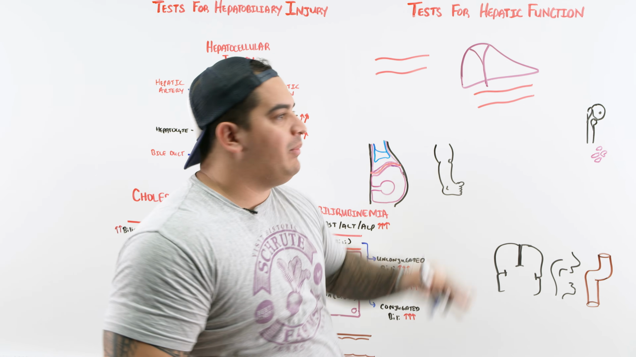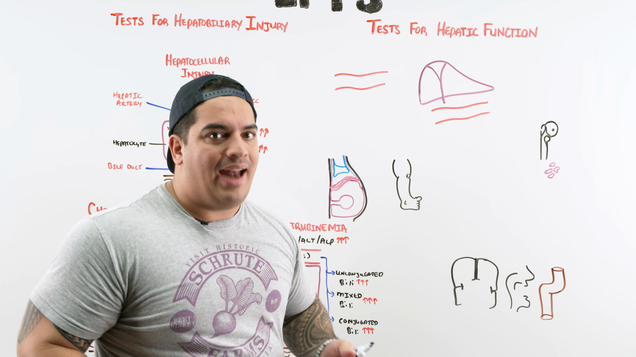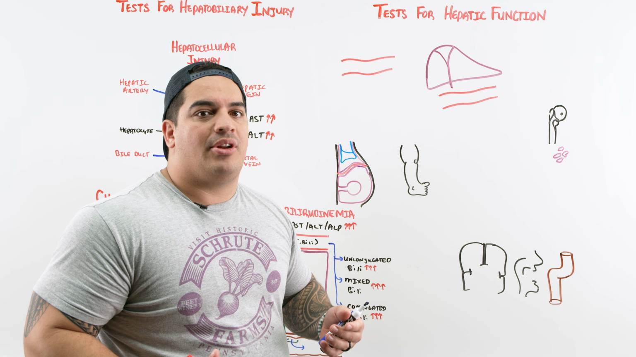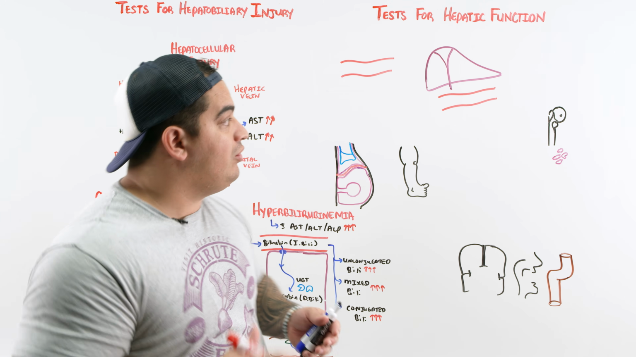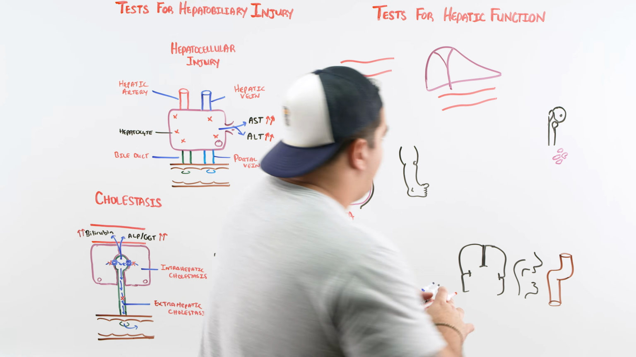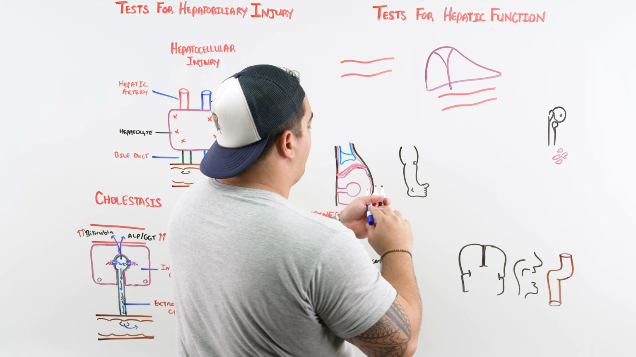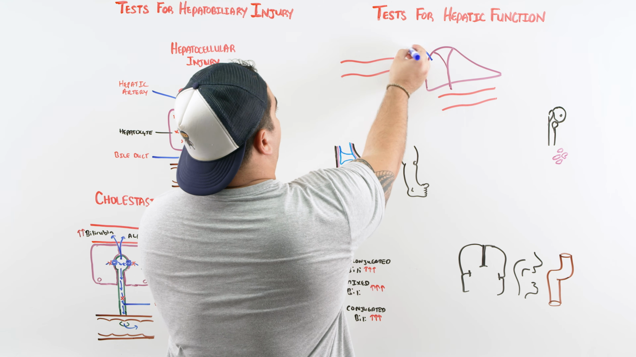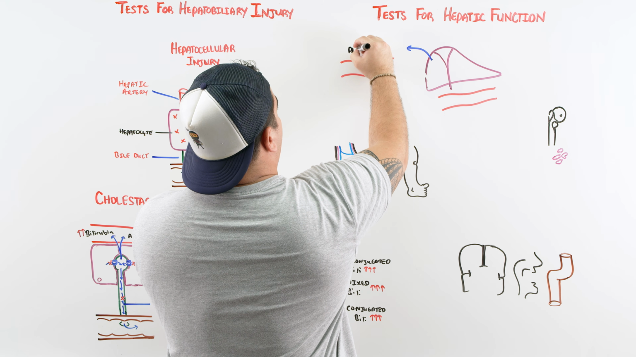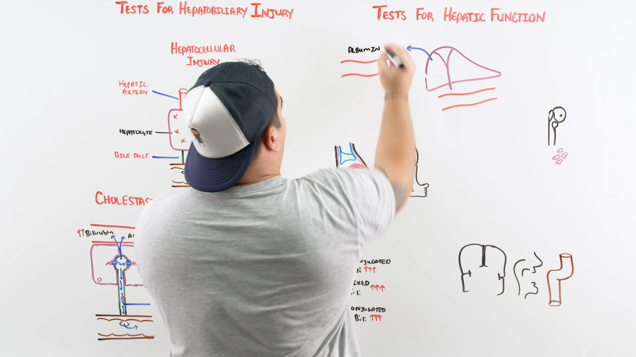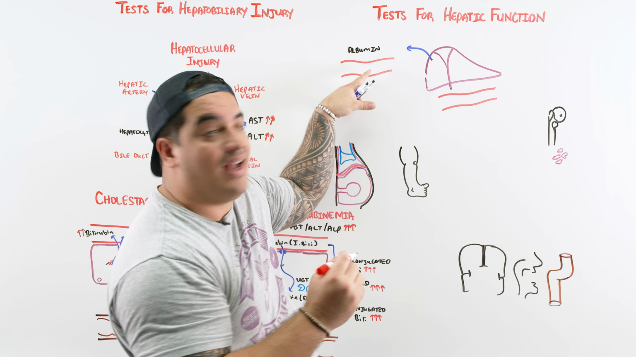What about the tests that we use for hepatic function? We don't have great tests for hepatic function. We're better at determining tests for hepatobiliary injury, but there are some tests we can utilize here. One of the tests we utilize for hepatic function is that the liver produces a particular molecule called albumin. Albumin is a plasma protein, and it helps regulate the oncotic or osmotic pressure in blood vessels.